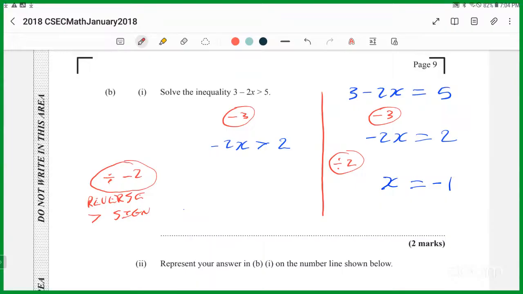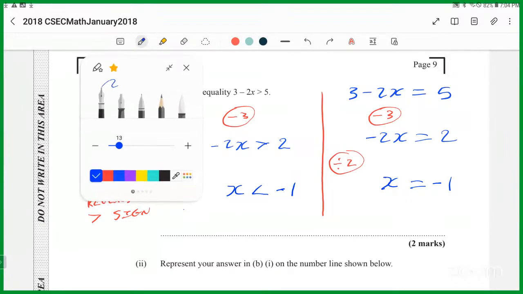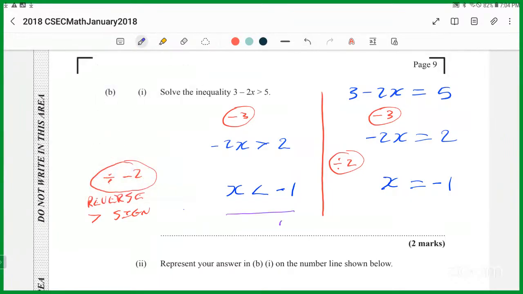Absolutely have to remember this, otherwise you're going to get this question wrong. Right? So we divide this side by the negative 2, it becomes x. As I said, the sign has to be reversed to a less than, and then divide this by negative 2, it becomes negative 1. So you see they look alike. Just that we have to remember for the inequality, reverse the inequality sign. So this will be the answer for this question that was given up here.